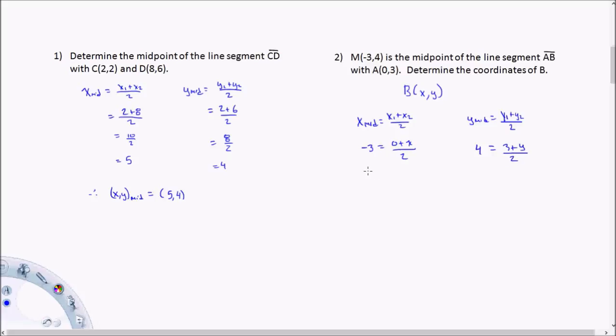So on this side, we have -3 is equal to 0 plus x, which is just x, over 2. Then we want to multiply both sides by 2, so we isolate for x, and therefore x is equal to -6. Over here, it's like we have brackets around this numerator, and we multiply both sides by 2, and we'd end up with 8 is equal to 3 plus y. And if we subtract 3 on both sides, we find that y is equal to 5. So therefore, the coordinates for B is located at (-6, 5).